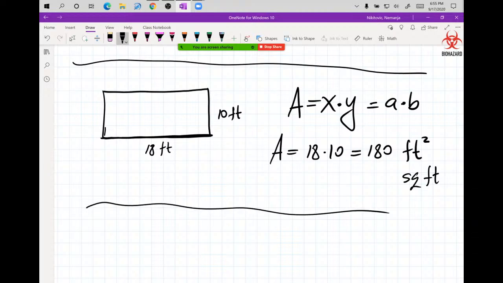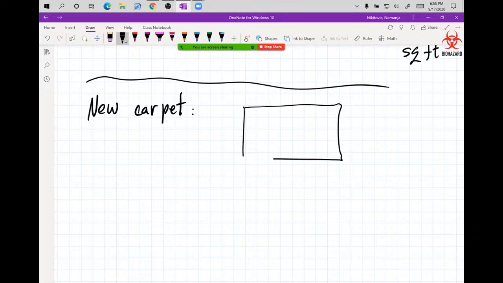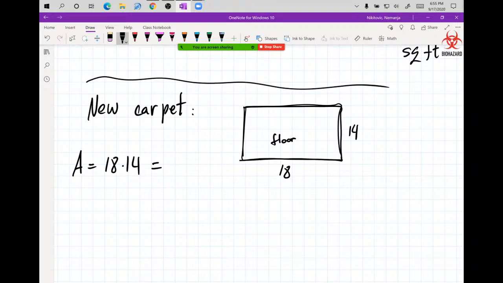Because if you take a look, let's say you want to install a new floor or new carpet. Well, your room is a rectangle again, most likely. And then you measure your room. Let's say it's 18 by 14. This is the floor. You still have the same area formula for the floor, which will be 18 times 14. Right? So now you're going to compute that and get 252 square feet.